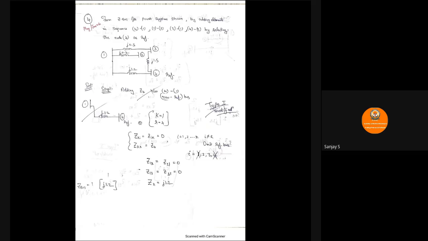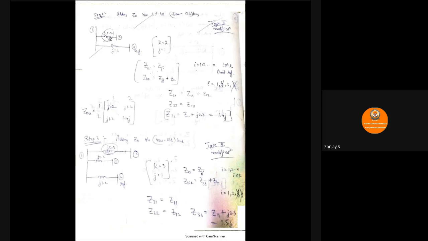Then in the next step, he has asked us to add between 1 and 2. That is this one. So 1 and 2. 1 is old, 2 is new. Type 2 will be followed. K is 2, J is 1. Same formula. Many times already we have discussed type 2 modification. So after substitution, we get J1.2, J1.2, J1.2 and 1.4J as our updated Z bus.